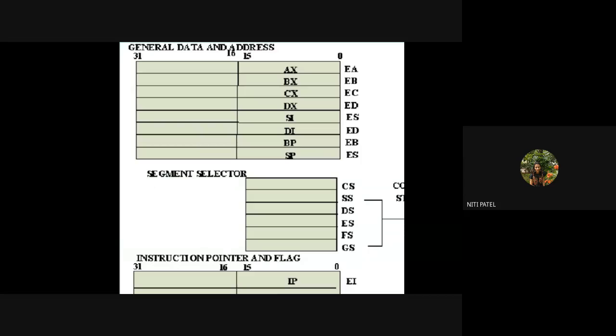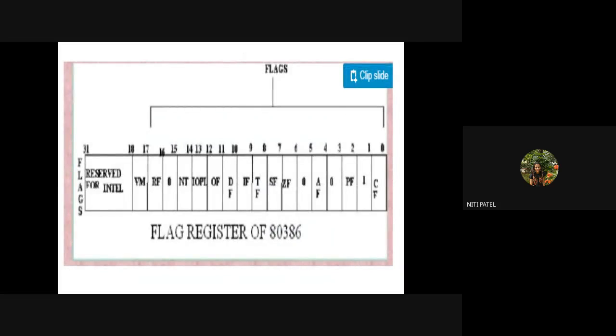We also have a segment register. Segment registers are code segment, stack segment, data segment, extra segment, FS and GS segment. Again, the functions of all these segments are similar to the functions of the 8086 segment registers, but instead of 16 bits, they will now be used as 32 bits. Then the instruction pointer of 8086 was of 16 bits. Here we have it of 32 bits.